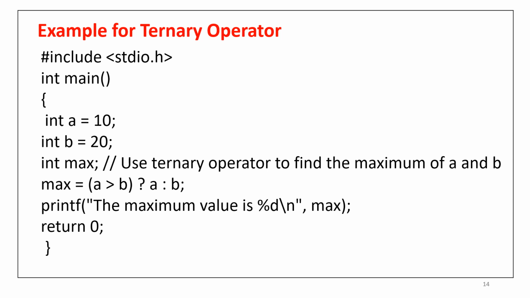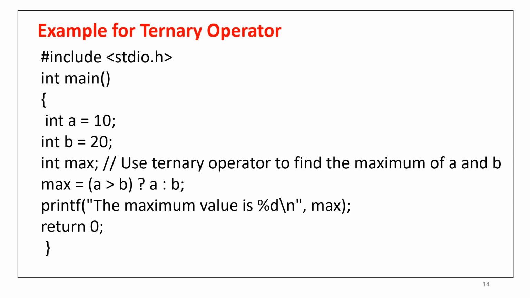So max equal to A greater than B. This is the condition. If the condition is true, expression 1 is executed, that is, A is assigned as the maximum value. If the condition is false, the value of B is assigned as the maximum value. And it will print the maximum value at the end.